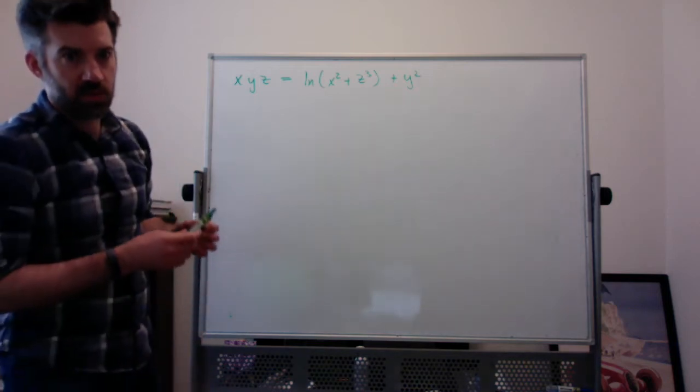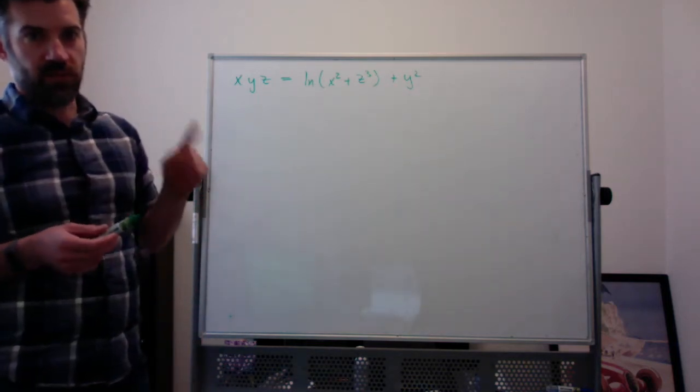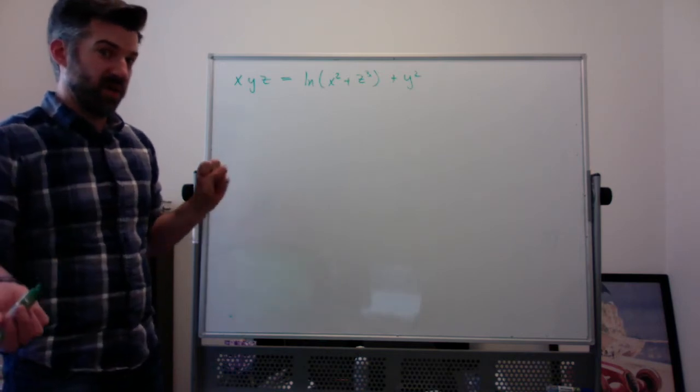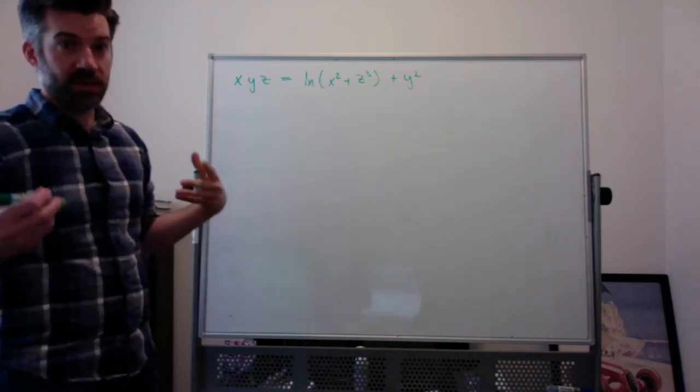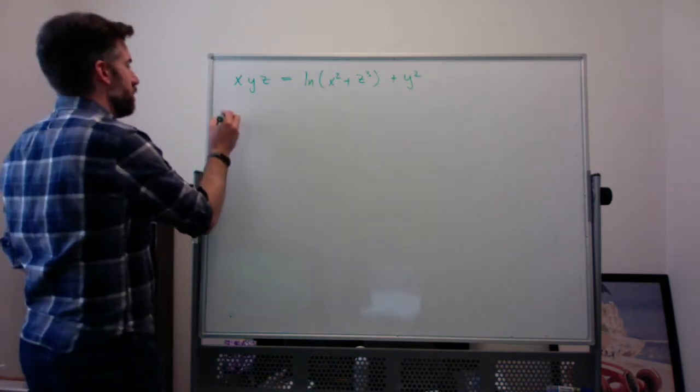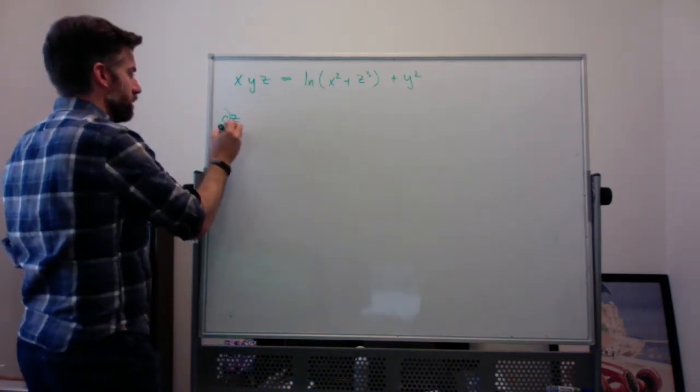Hey 17C students, here is a video on implicit differentiation, not where we're trying to find dy dx using negative fx over fy, where we're trying to find del z del x or del z del y. In fact, we'll do both. So let's do del z del x.